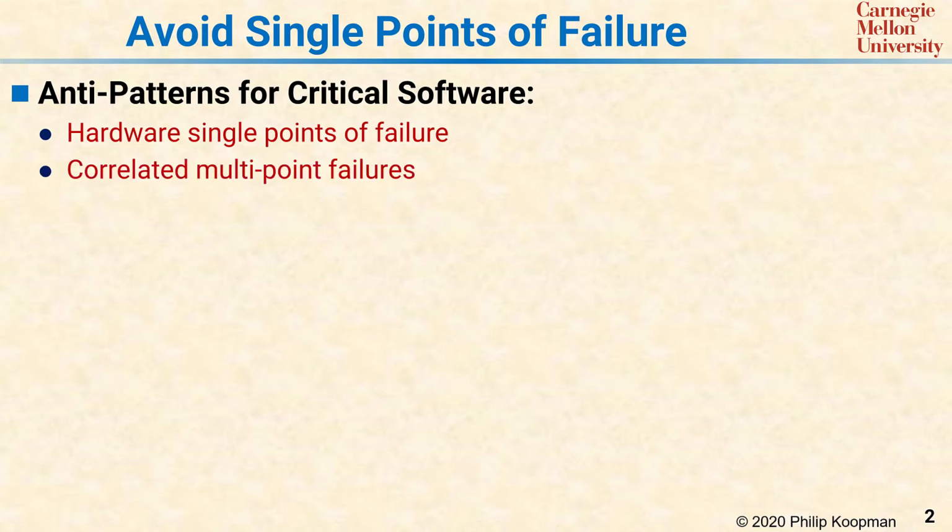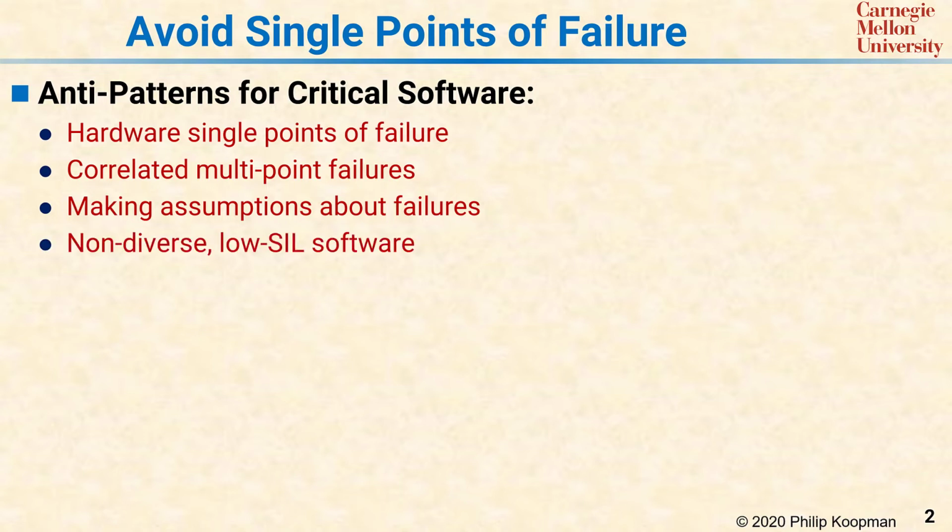You should also have no multiple point failures that are sufficiently likely to occur in a correlated way. You should not be making any assumptions that the failures will be well behaved, such as assuming that computers will simply crash instead of sending erroneous data. Finally, you should not assume that software components will fail independently unless you can demonstrate that the software failures are uncorrelated and diverse, or that the software in general will not fail because it has been developed to a high safety integrity level.